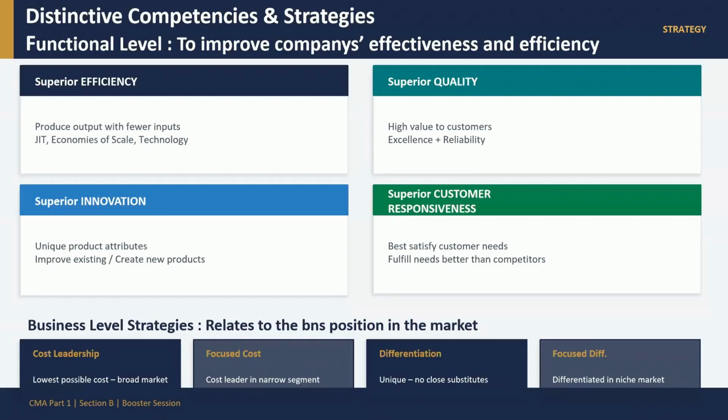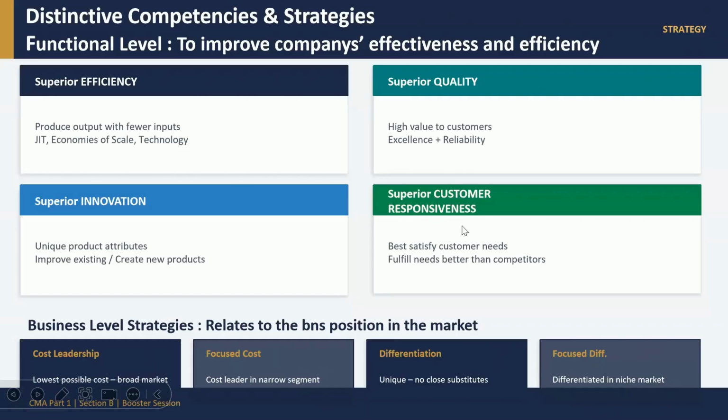Then superior customer responsiveness. If you achieve the first three, superior efficiency, quality, and innovation, 90% of customer responsiveness is already achieved. I'll tell you how. Think like a customer. What do customers need? They want to purchase products at a reasonable, lowest price. They want the highest quality for the price they are paying, and they want their products to be unique. These are the basic things customers need. So 90% of customer satisfaction will already take place if we maintain these three distinctive competencies.